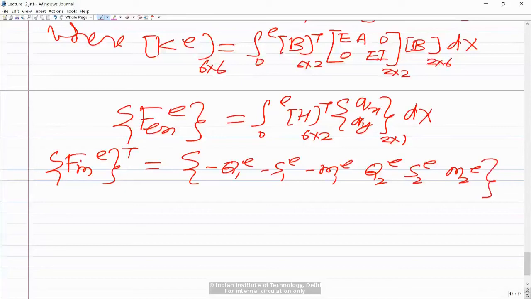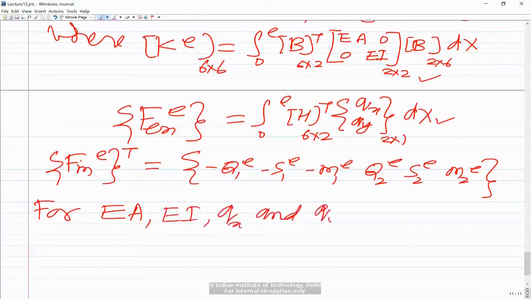Now let's look at the finally the stiffness matrix K and the load vector F external, if EA, EI, QX, and QY are constant within the element. As we have been doing earlier, we want to solve problems. For that we need the explicit expression for the Ke and F external. So let us say EA, EI, QX, and QY are constant within the element, although finite element can handle the variable situation also.